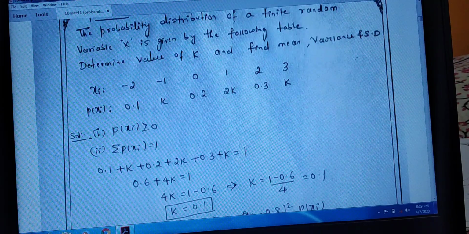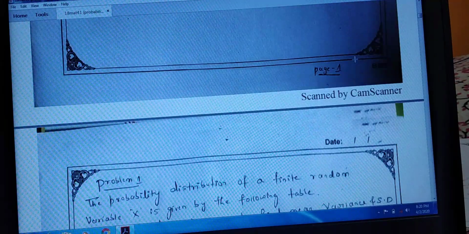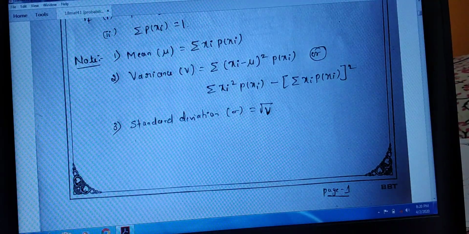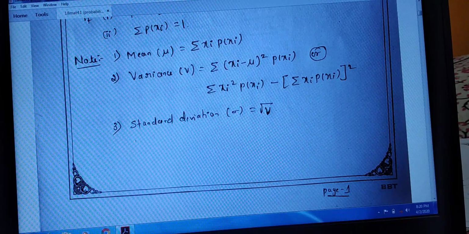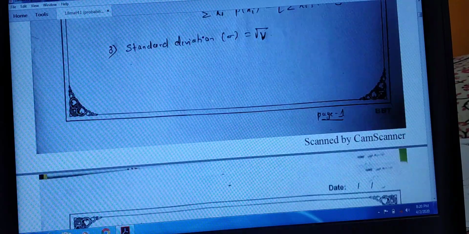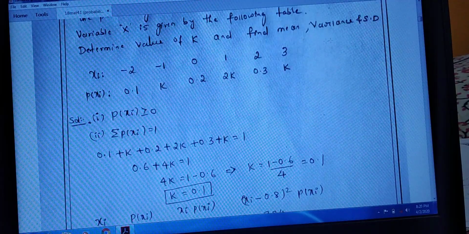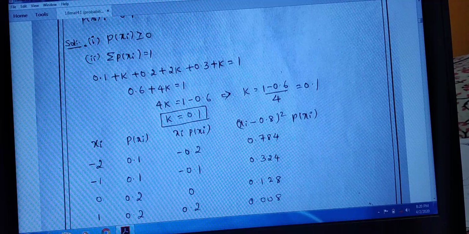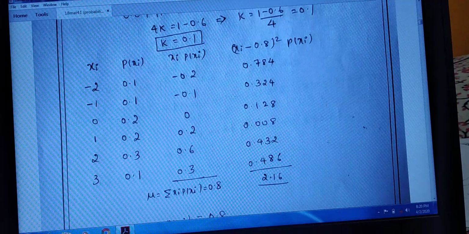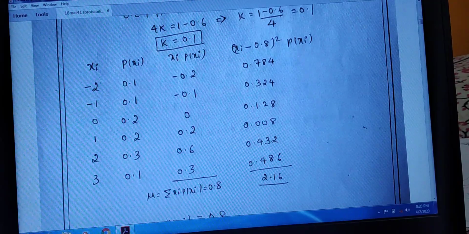So we'll go back to the previous page. Here we have the formulas for mean, variance and standard deviation. We'll use these three formulas and calculate the mean, variance and standard deviation for this probability distribution. Let us write this probability distribution once again.